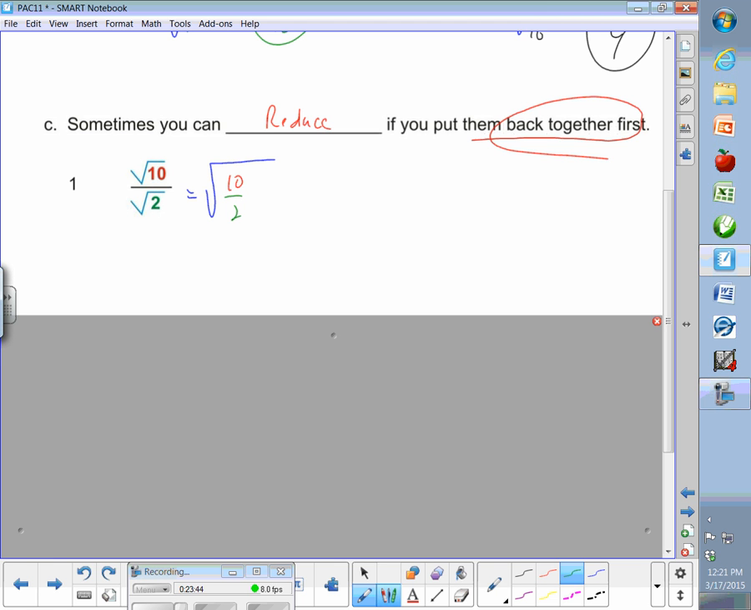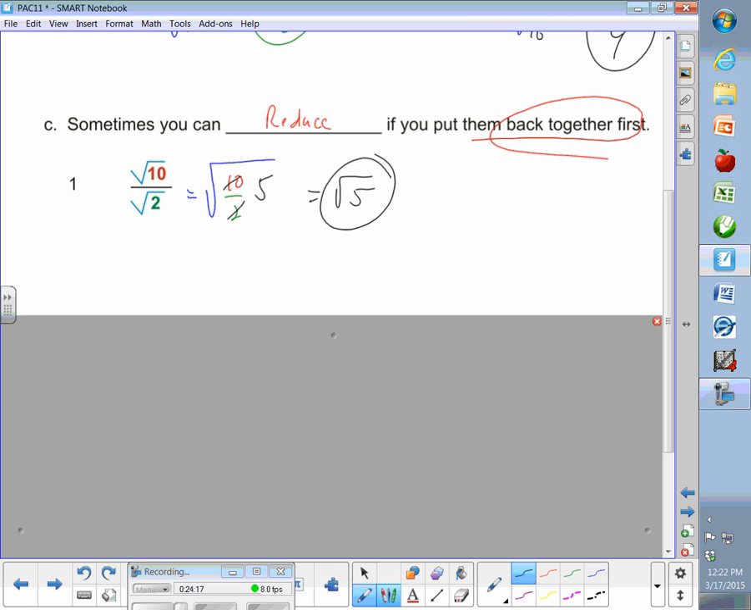Can you reduce 10 divided by 2? Yeah. Look at that. We end up with the square root of 5. So it was to our advantage to go backwards, because we could reduce that fraction. Okay, you might say, I would have never thought of that. Yeah, I know. That's why I'm showing it to you. You say, I would have never thought to do that. I know. But now it's in our notes.